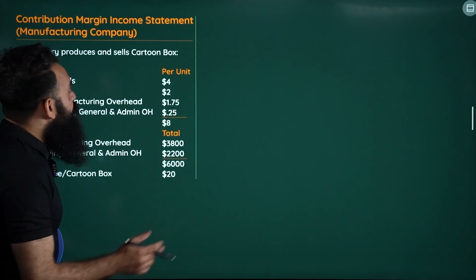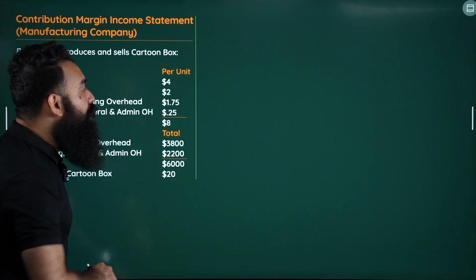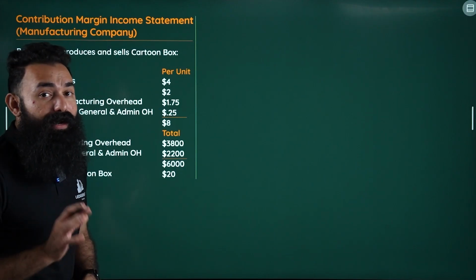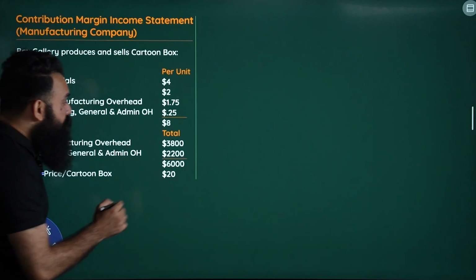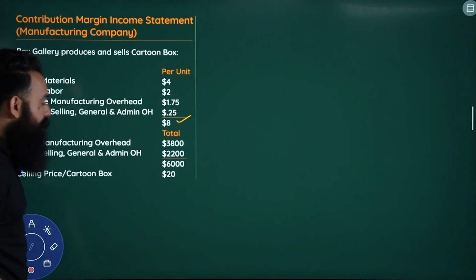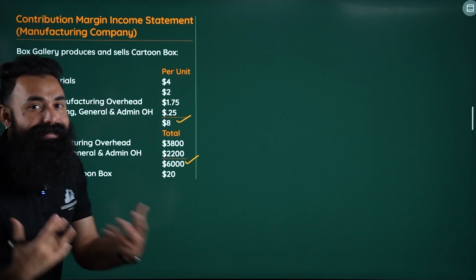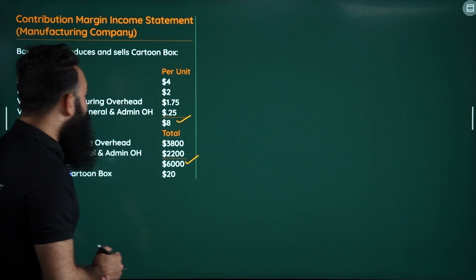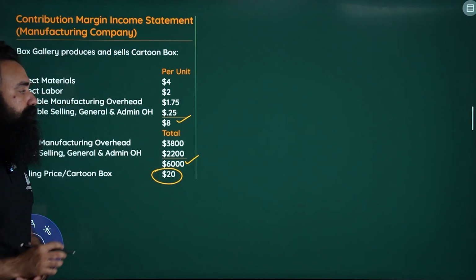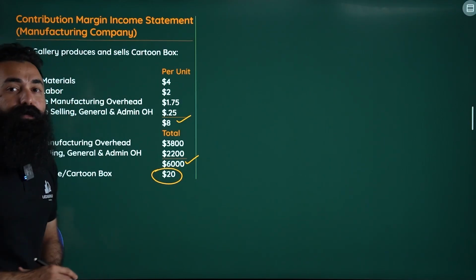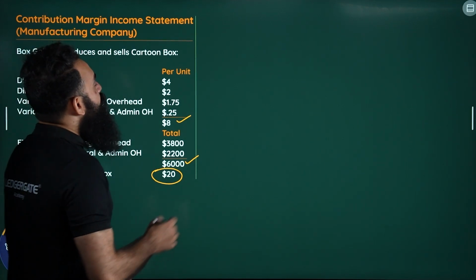As in the previous example, we are dividing the cost into variable and fixed. As we know, variable cost changes proportionately to the activity. Here the variable costs are given on a per unit basis and the fixed cost is given in total for the ease of understanding. Each carton box we are going to sell for $20. Based on this example, we are going to prepare a contribution margin income statement of a manufacturing concern.